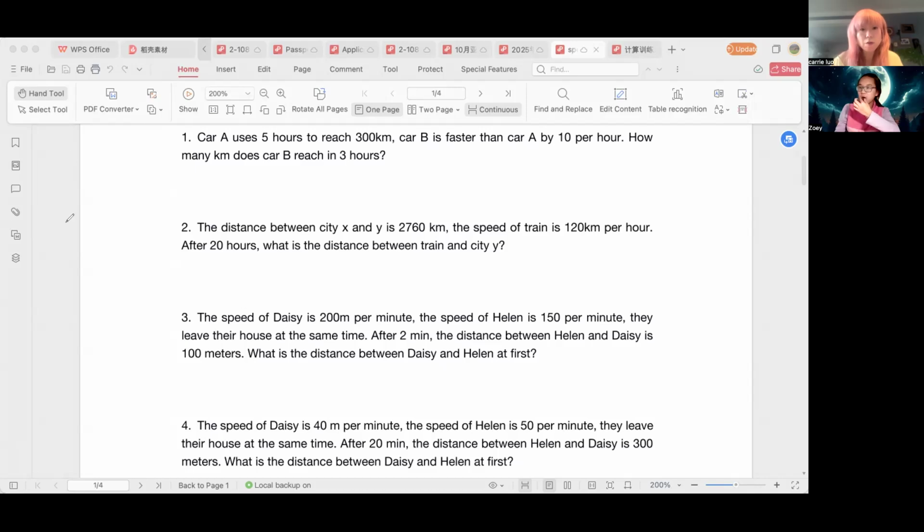Let's see. The speed of Daisy is 200 meters per minute. The speed of Helen is 150 meters per minute. They leave their house at the same time. After 2 minutes, the distance between Helen and Daisy is 100 meters. What is the distance between Daisy and Helen's at first? Could you please calculate it?